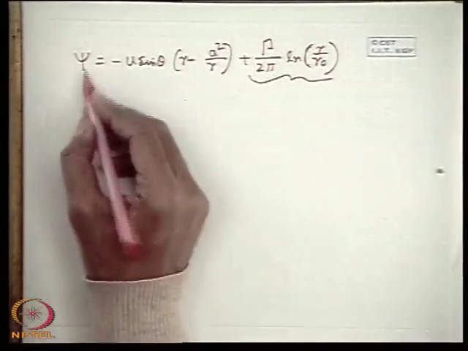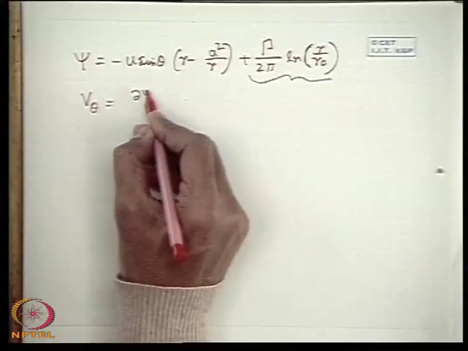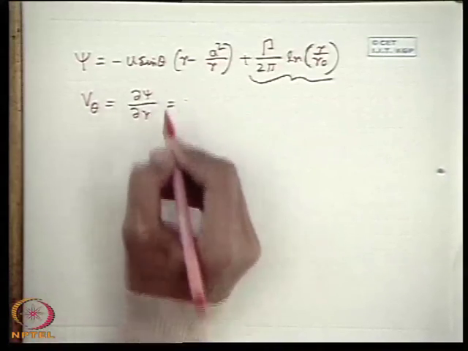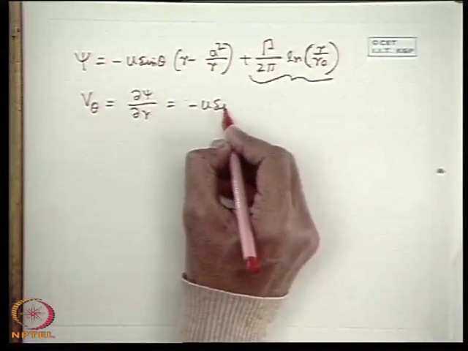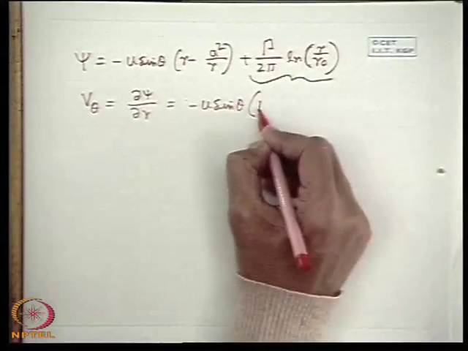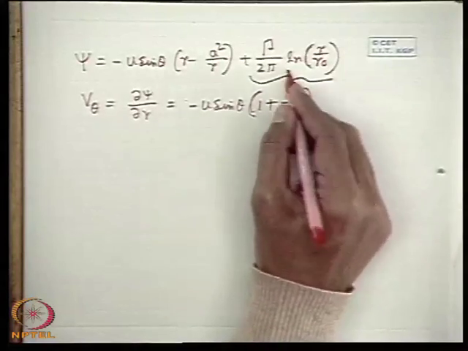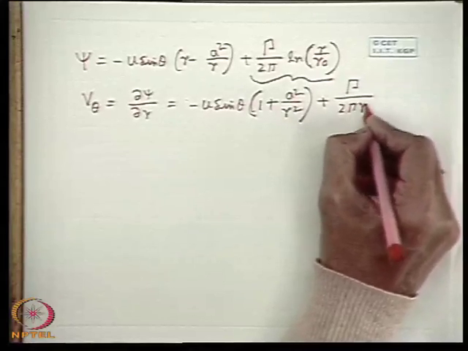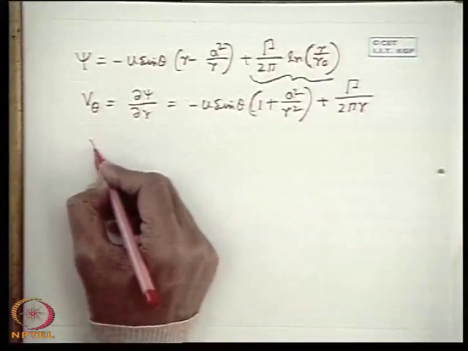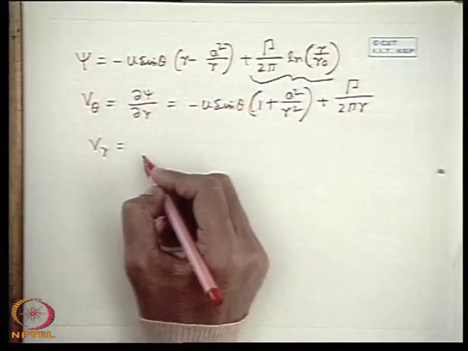Let us see now if we try to find out V theta, which is del psi del r. Let us see what is V theta, that is del psi del r. That means minus u sin theta 1 plus a square by r square. If you differentiate this, we get gamma by twice pi r. And if you write Vr, it will be minus 1 by r del psi del theta.